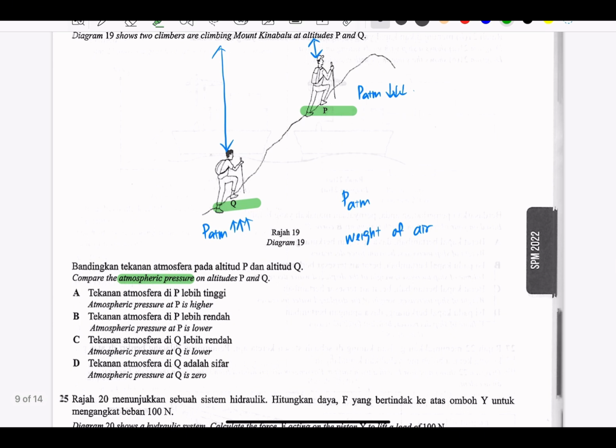So any answer? Atmospheric pressure at P is lower.